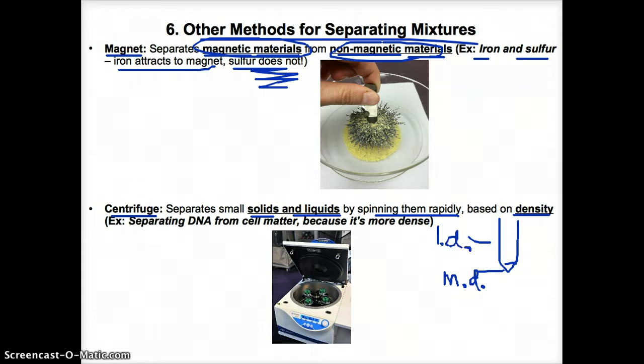to the top, right? So an example of a mixture that can be separated using a centrifuge is separating DNA from cell matter. Because DNA is more dense than a lot of cell matter, it would settle more to the bottom, while the other cell matter would probably be closer to the top because it's less dense, okay?